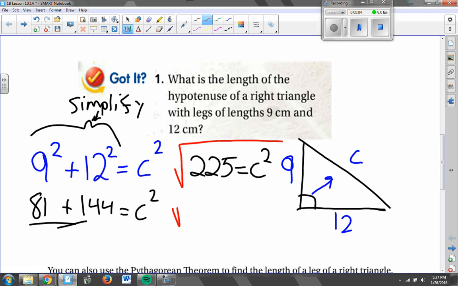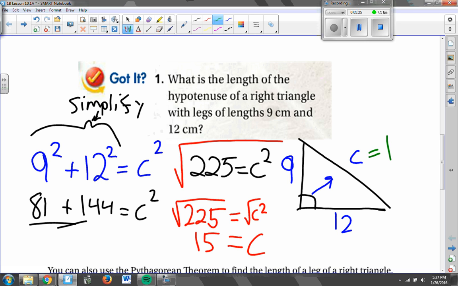So the square root of 225 is equal to the square root of c squared, but the square root of c squared is just c. So all I have to do to get c by itself is square root 225. If you did that on your calculator, you would find that the answer is 15. So my hypotenuse length is 15.